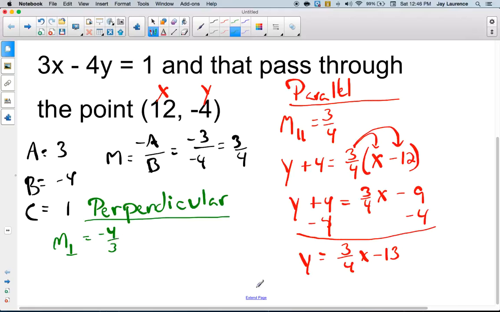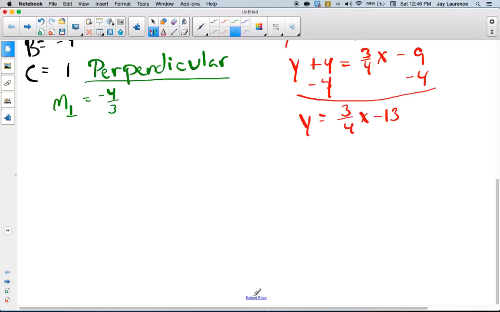Now the reason these problems are so easy is I'm going to do the same exact thing. I'm going to take the y value, the x value, the slope, perpendicular slope this time, and substitute them into a point slope equation. So do y minus negative 4, which is y plus 4, equals negative 4/3 times the quantity of x minus 12.